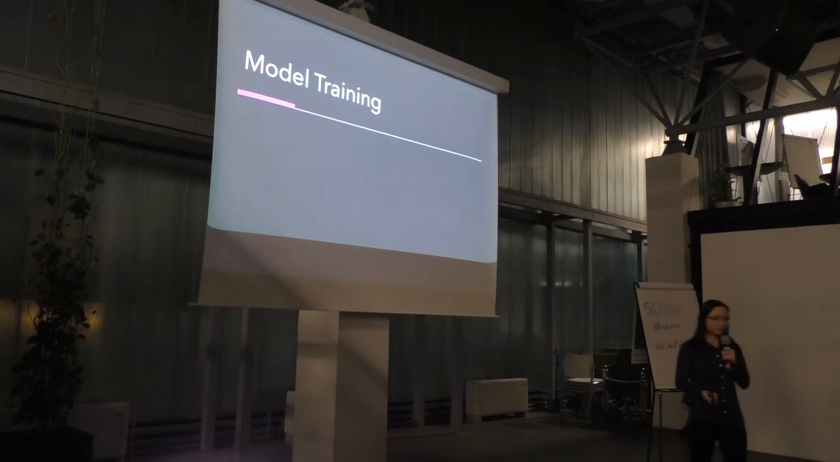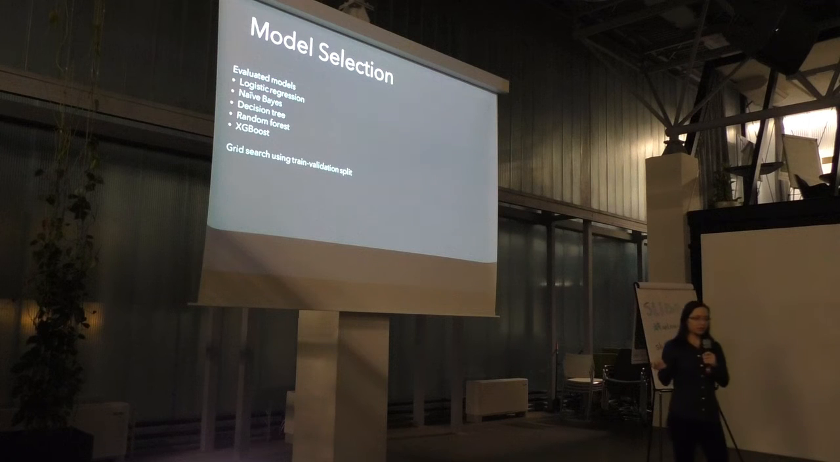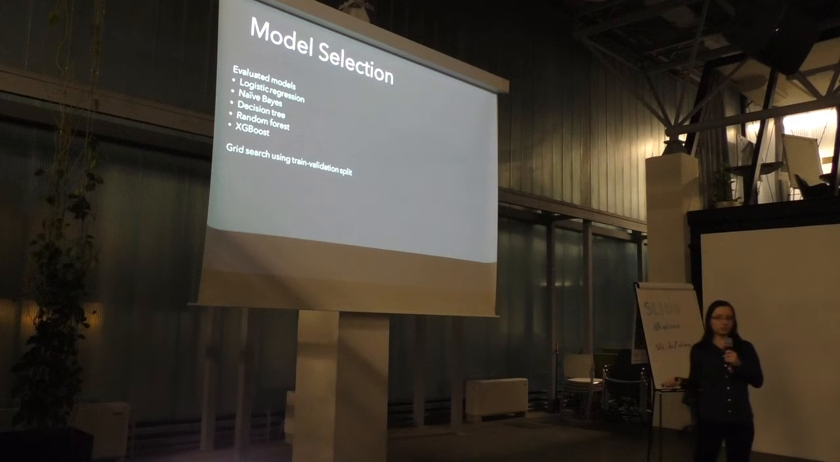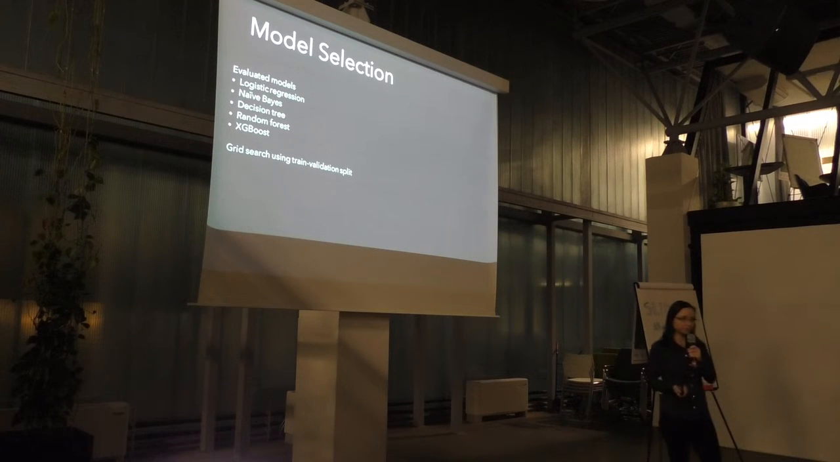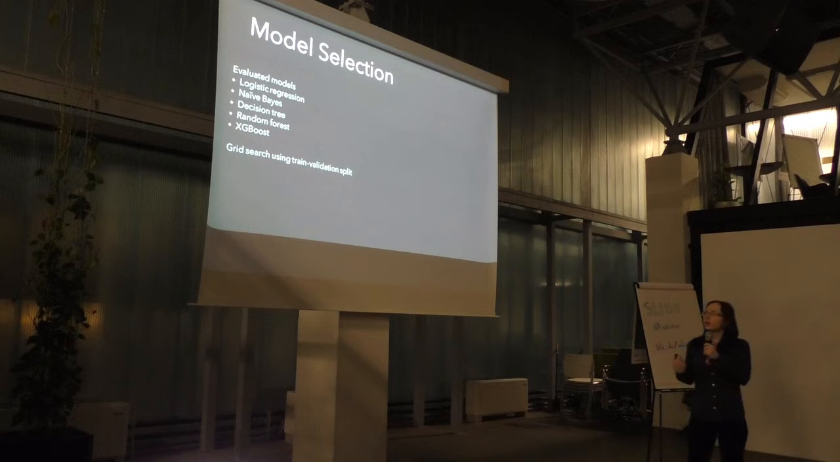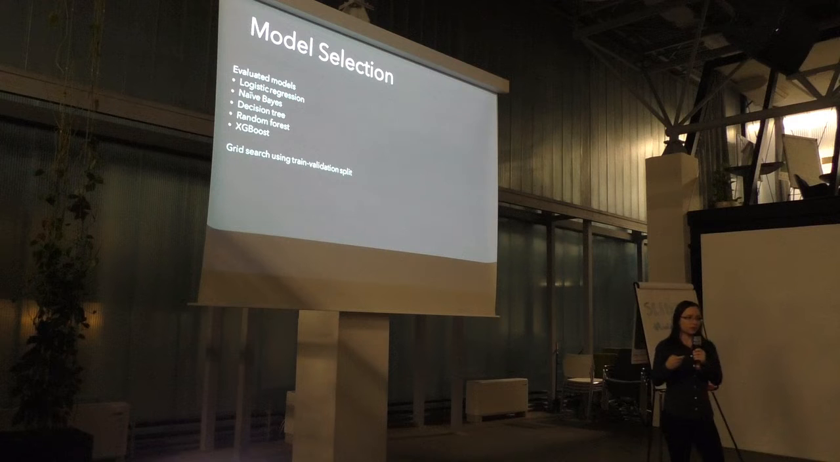And the final step, and the main part, is model training. We have evaluated 5 types of models, featuring logistic regression, naive bayes, random forest, decision tree, and XGBoost. To evaluate the models and pick the best one, we have used grid search, and for that we used train validation split. We decided to use train validation split instead of cross-validation due to the amount of our data.